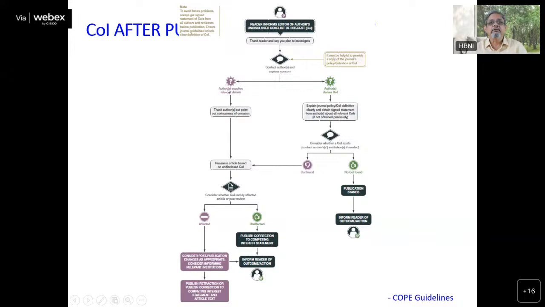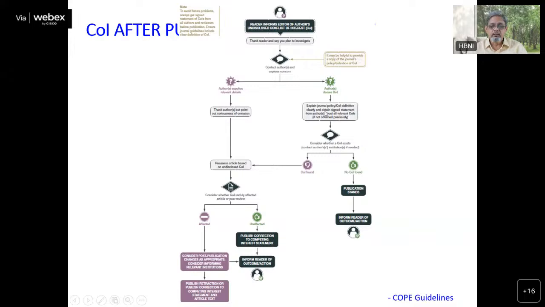If the author gives all the details, you go ahead and look at the seriousness of the conflict of interest, reassess the article based on that, and then take a decision whether this conflict of interest really affected the article or the peer review. If it has affected it, then either some post-publication erratum or something like that is issued, or in a severe case, you can actually retract the paper. In the other case, if it is not affecting the outcomes, you simply publish a correction to the conflict of interest statement and then inform the readers of the action which has been taken.